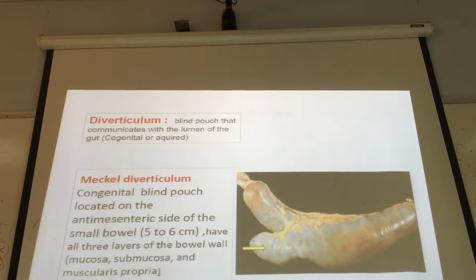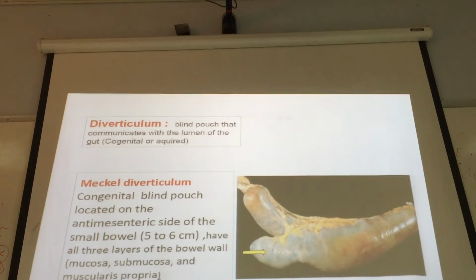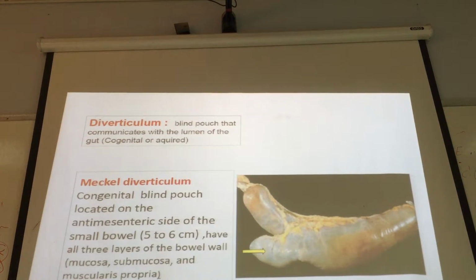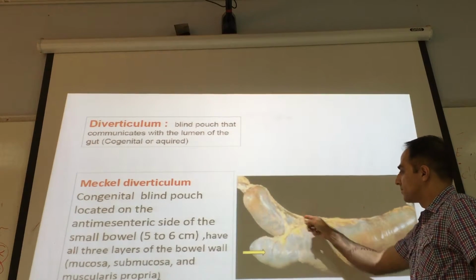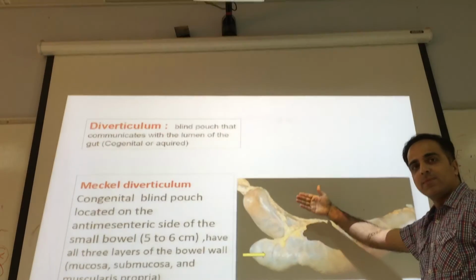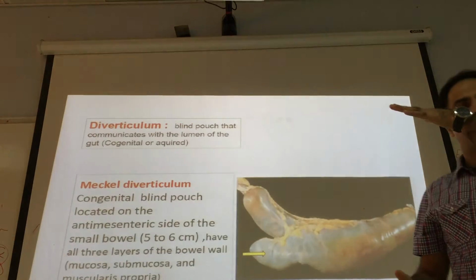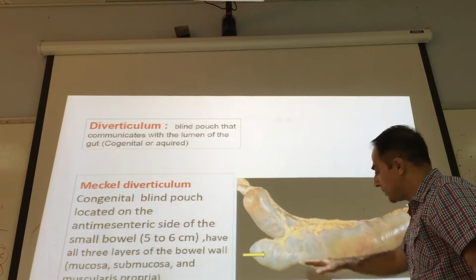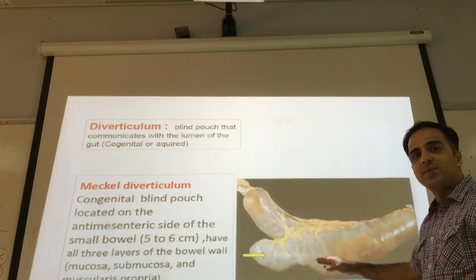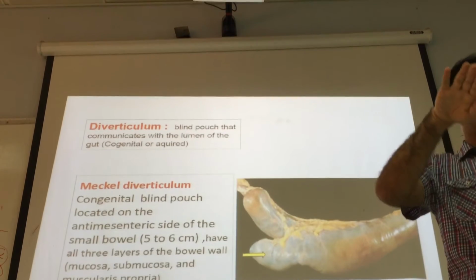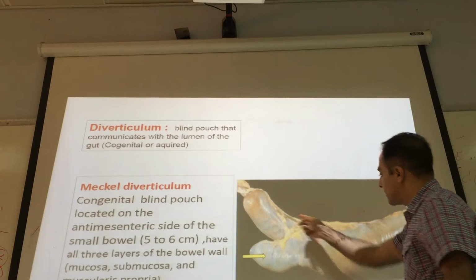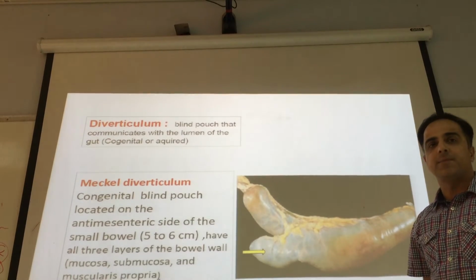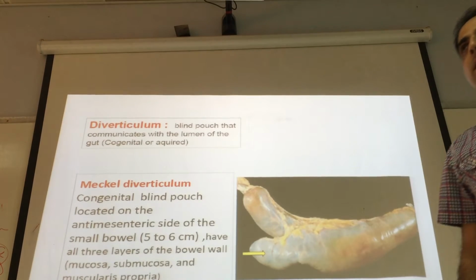What is the anti-mesenteric side? This is the mesentery, by which the bowel is attached to the abdominal wall. There is one more side, the anti-mesentery, where the mesentery is not attached. One side mesentery, another side no mesentery. So this is called the mesenteric side. You mean retroperitoneal?